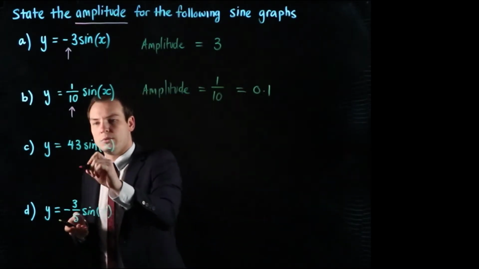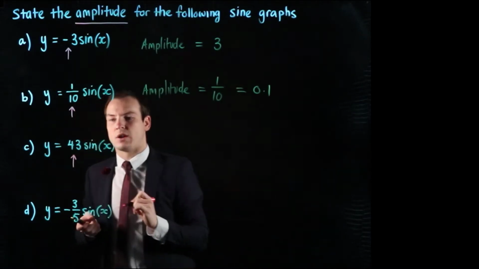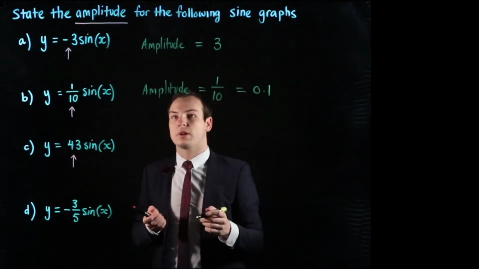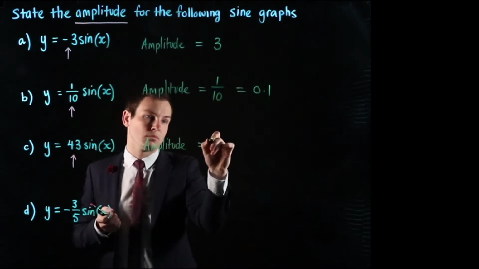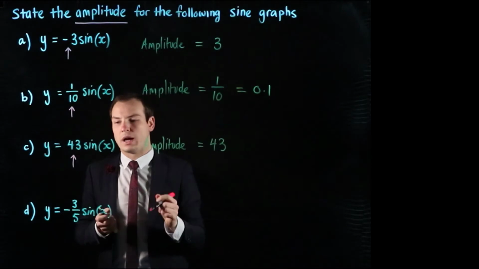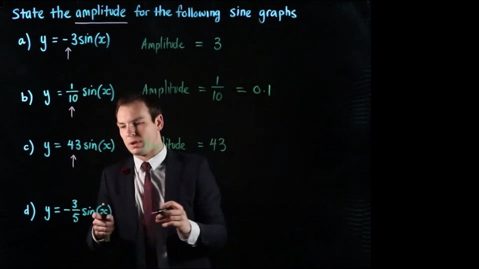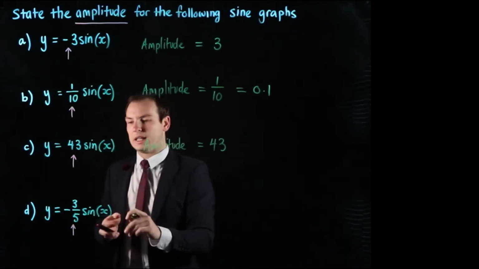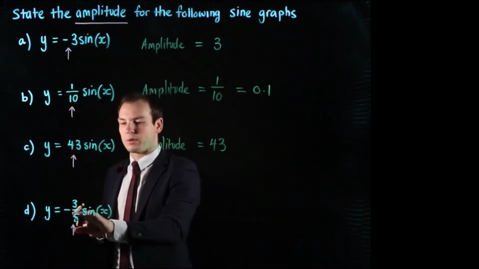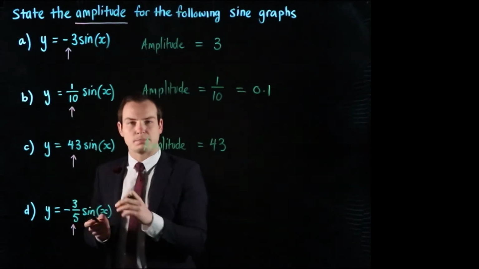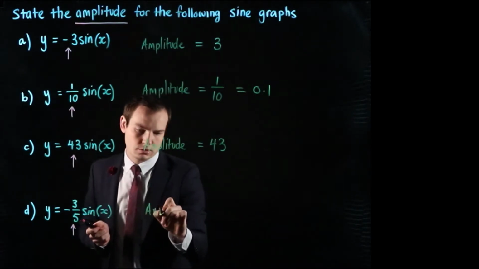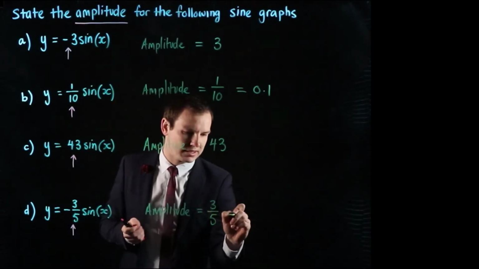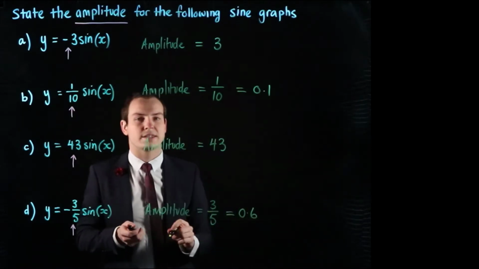For part C, we look for the number that's multiplying the sine function, and it is 43. So that means our amplitude is 43. And for our last one, we can see that the number multiplying sine is a negative fraction. So we just take the positive, and it is 3/5. So it's not just the 3 or the 5, it's 3 divided by 5 will be the amplitude. Now that as a decimal would also be exact, and it could be written as 0.6.